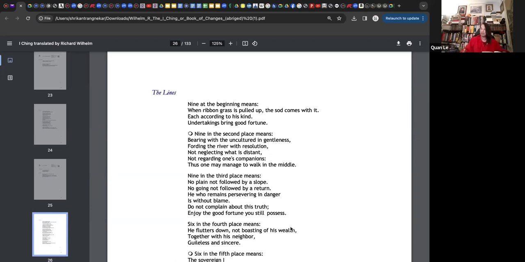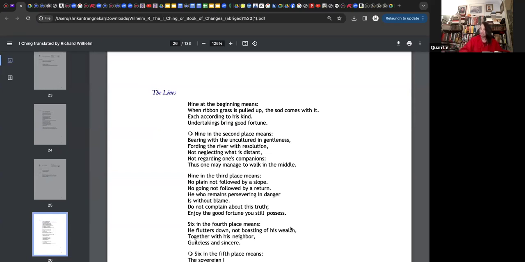So the next section is: nine in the third place means no plain not followed by a slope, no going not followed by a return. He who remains persevering in danger is without blame. Do not complain about this truth. Enjoy the good fortune you still possess. Once again, I always remind you of the value of the line. Line 3 corresponds to the epistemological stage of social sophistication. So here we also have a kind of advice concerning the natural course of things.